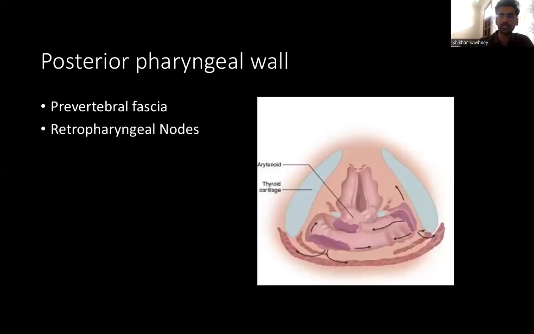Posterior pharyngeal wall tumors, again, may grow posteriorly and involve the prevertebral fascia. They may grow along the posterior pharyngeal wall in its entirety, or may even grow towards the lateral wall of the pyriform sinus. Lymphatically, it is important that the involvement of the retropharyngeal nodes needs to be considered clinically.